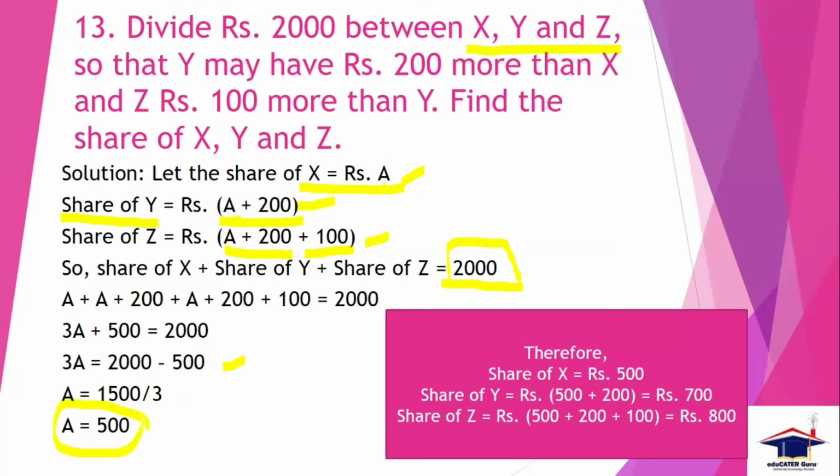So we found the value of a, that is the share of x, which is 500. Then the share of y is 500 plus 200, which is 700. The share of z is 500 plus 200 plus 100, that is the share of y plus 100, that is 800. So this is how we will solve the questions where you have to frame the equation on your own on the basis of hints given in the question.